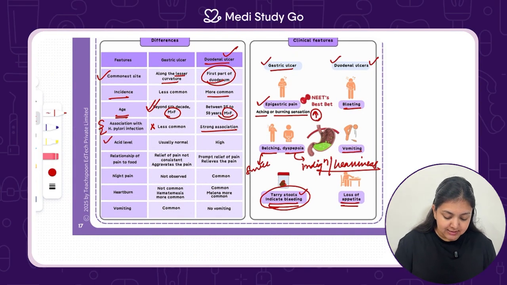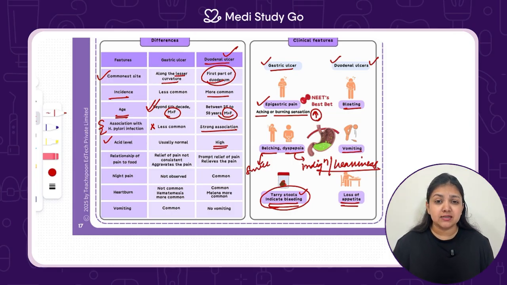The acid level is high for duodenal ulcer because that is the junction where the food is moving into the intestine, and it is highly acidic at that moment. The relationship of pain: in gastric ulcer, the relief of pain is not consistent and the food aggravates the pain, whereas with duodenal ulcer, the food relieves the pain because that is like soothing the acidity.